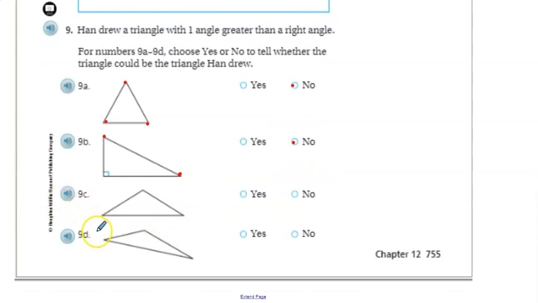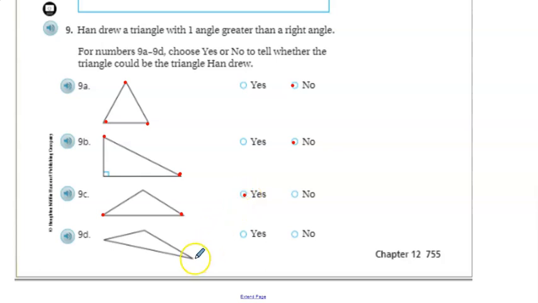Look at 9C. You can see that this angle and this angle, if you drew a line up here and a line up here, would both be acute angles. But if you look at this one and you drew a line down, you could see that this is larger, greater than a 90-degree angle. So that one would be yes.